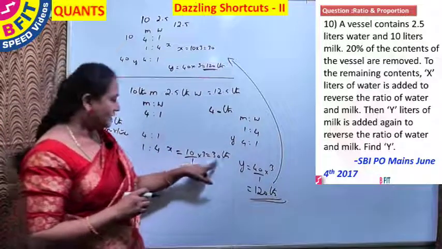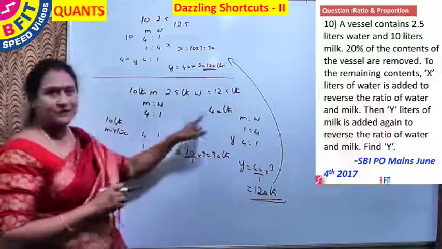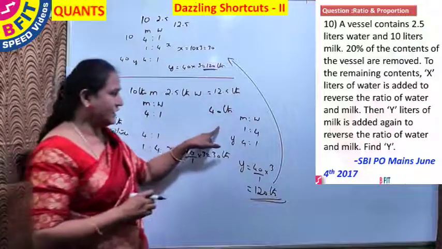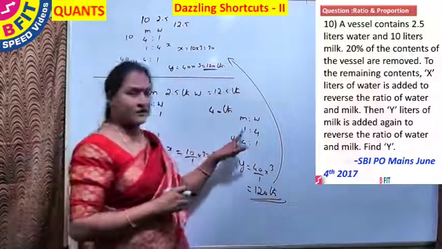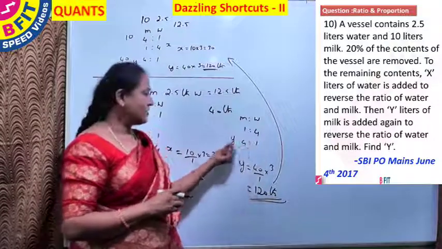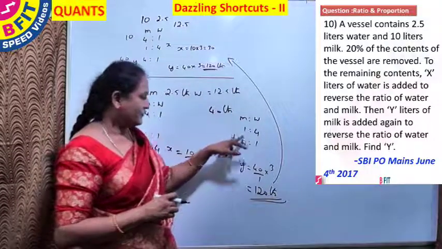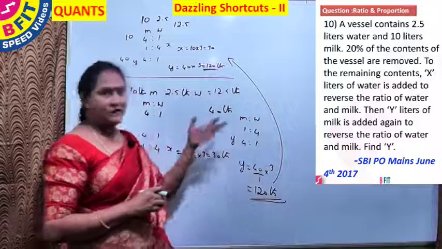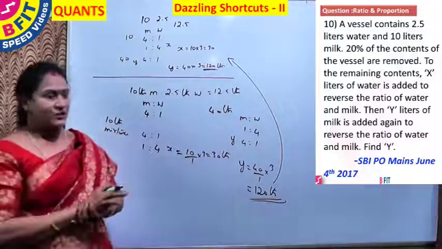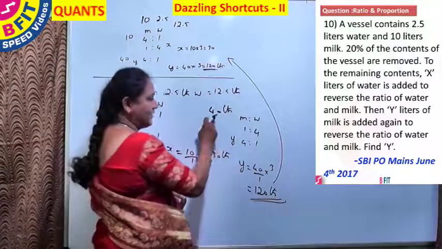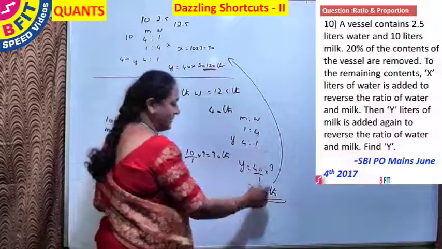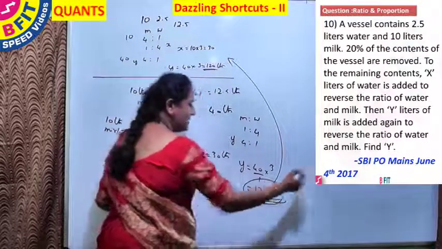So when you add 30 liters of water, this quantity becomes 40. So in this 40 liters, we have made the ratio 1 is to 4. Now y liters of milk is added, where the ratios are reversed. Now what will be the value of y? Just remember that shortcut. Y is this quantity by the smaller value into 3. So 120 liters is the answer.